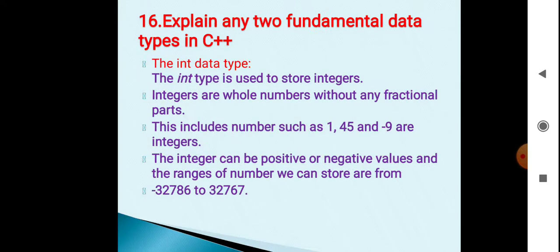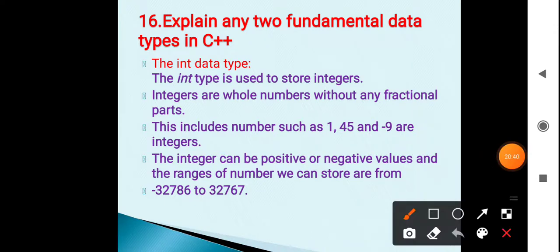Okay, next one: explain any two fundamental data types in C++. So what do fundamental data types mean? The basic data types. The basic data types include the integer data type, floating data type, character data type, and then void data type. Among them we have to explain any two.